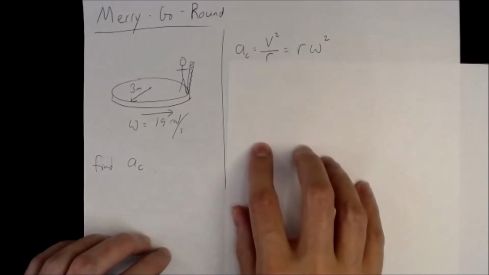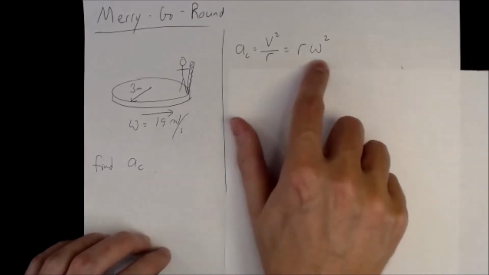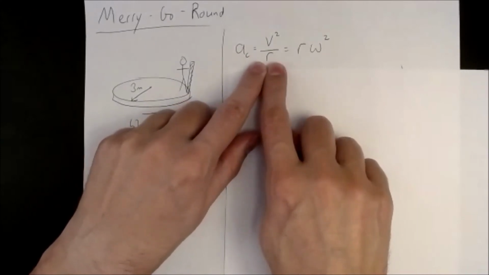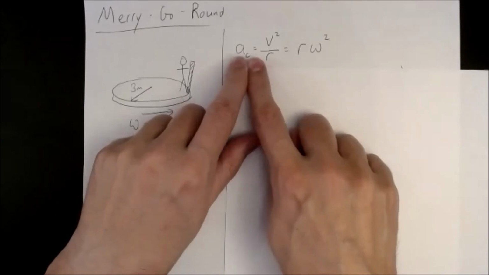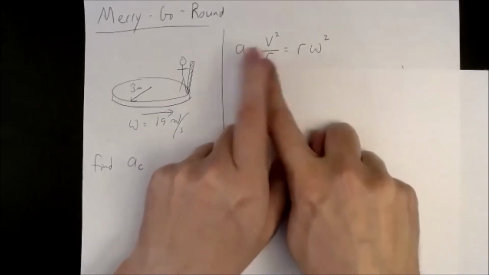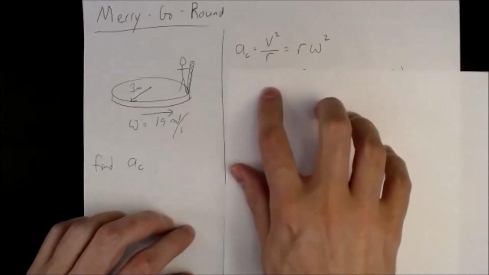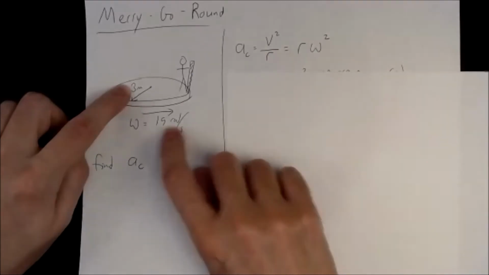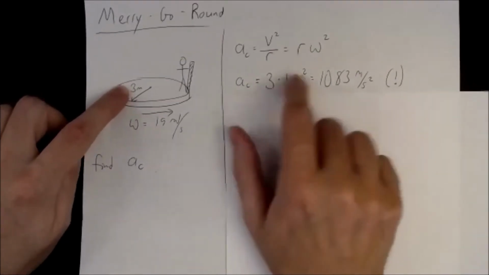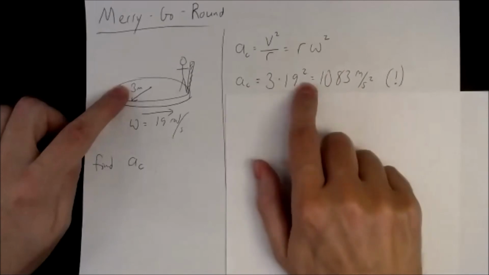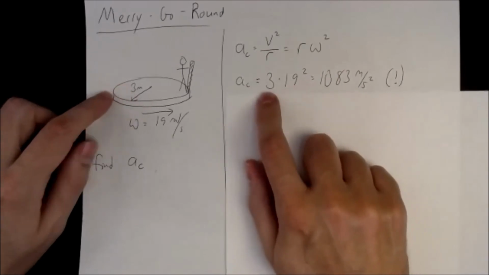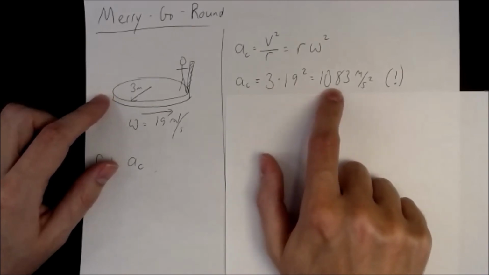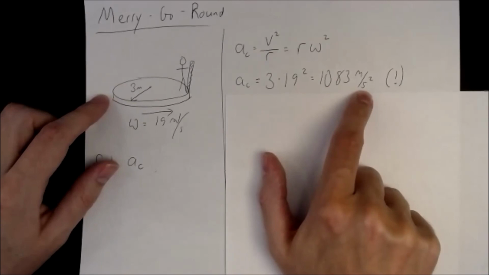Well, it's actually not too bad to calculate this, because we can just take the equations that we've been given. So centripetal acceleration is equal to v squared over r, or we can say centripetal acceleration is equal to r omega squared. We can do either one, of course. And so let's just do centripetal acceleration is r omega squared because we've got that. We've got r and we've got omega. So r, 3, omega, 19, squared, we're squaring 19, and then multiplying by 3. Our centripetal acceleration is 1,083 meters per second squared.